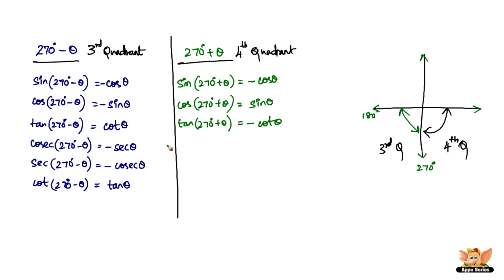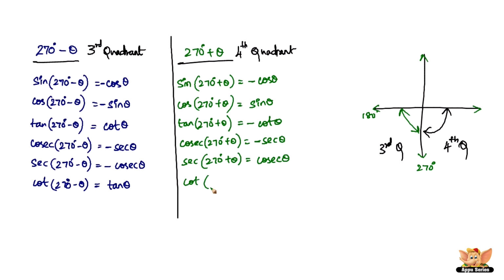270 changes it. And then cosecant of 270 degrees plus theta is going to be negative of secant theta. And secant of 270 degrees plus theta is going to be positive cosecant theta, because secant theta is positive in the fourth quadrant and 270 changes secant to cosecant.